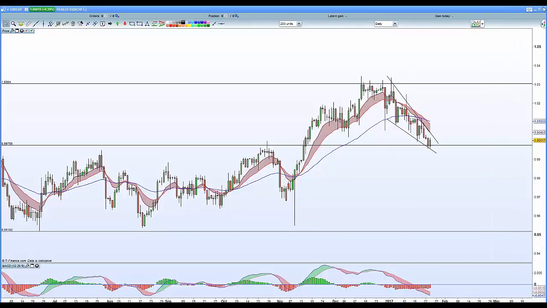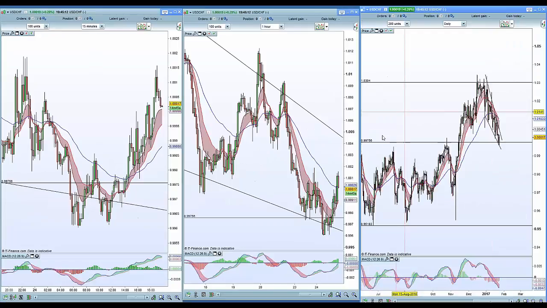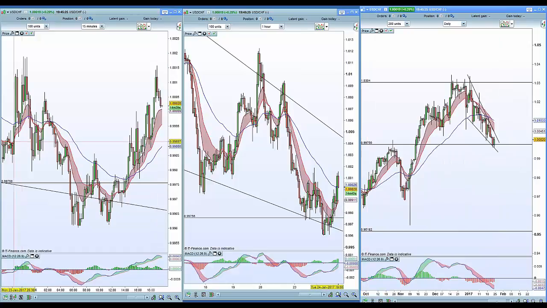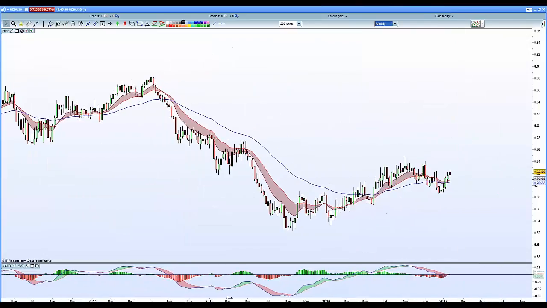Yes, Pro Real Time. Okay, so that is dollar Swiss. Good looking chart. Thanks for bringing this up, Bimo. What else? Kiwi dollar, sure. Okay, here's Kiwi dollar for you.